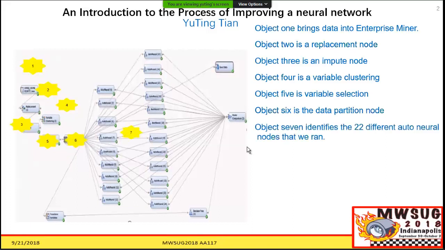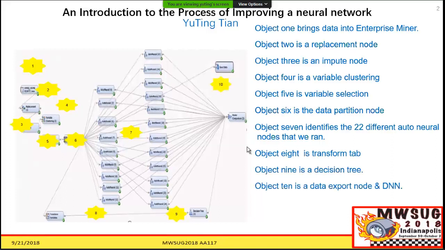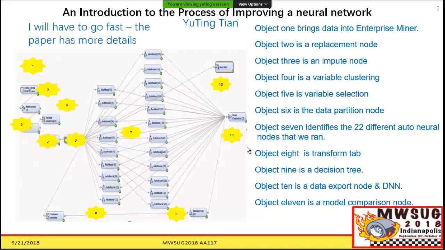For Object 7, I identify the 22 different auto-neural nodes that we run. Object 8 is a transform tab. Object 9 is a decision tree. Object 10 is a data export node and deep neural net. Object 11 is a model comparison node. So I have to go fast. The paper has more details.